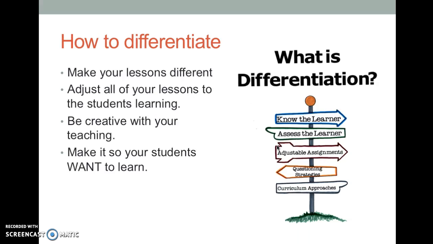How to differentiate? You differentiate by making your lessons different. Adjust all of your lessons to the student's learning. Be creative with your teaching and make it so your students want to learn. So an example is in history, if a student is hands-on and learns better doing hands-on things, maybe they should do a hands-on craft with what you're teaching in history. Or if they're visual learners, you can make a PowerPoint or a video to show what they're learning and get a better understanding.